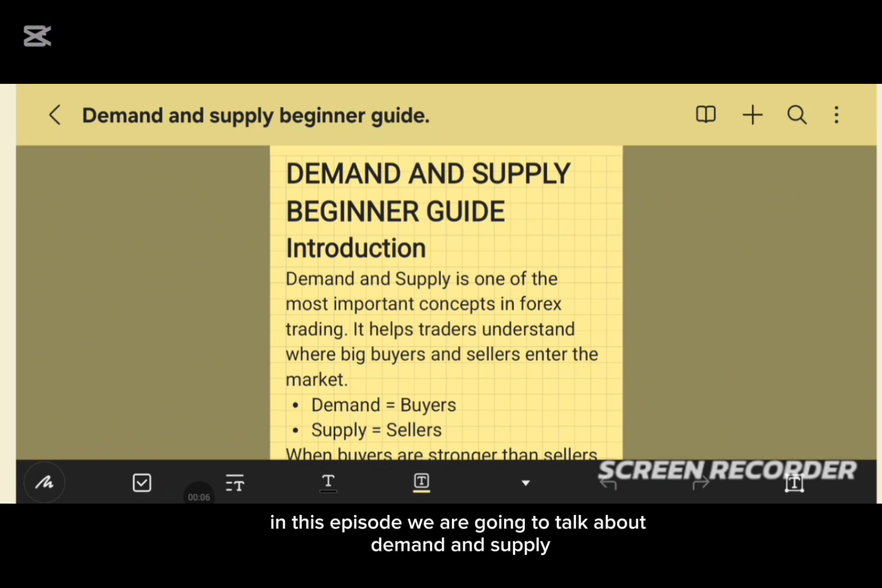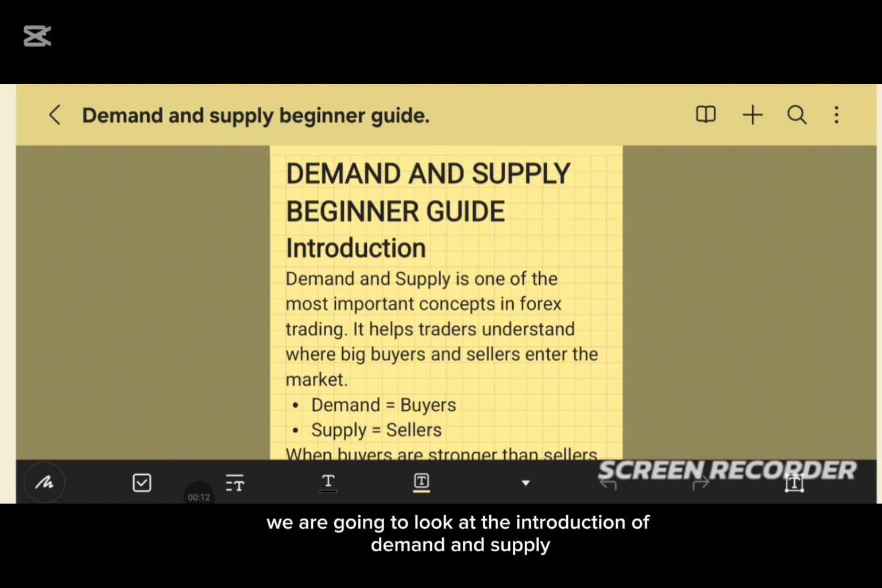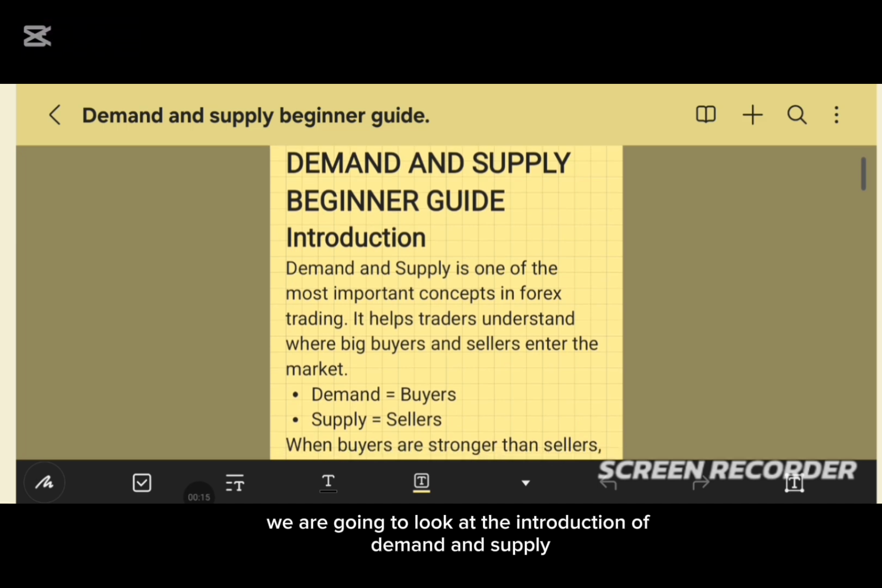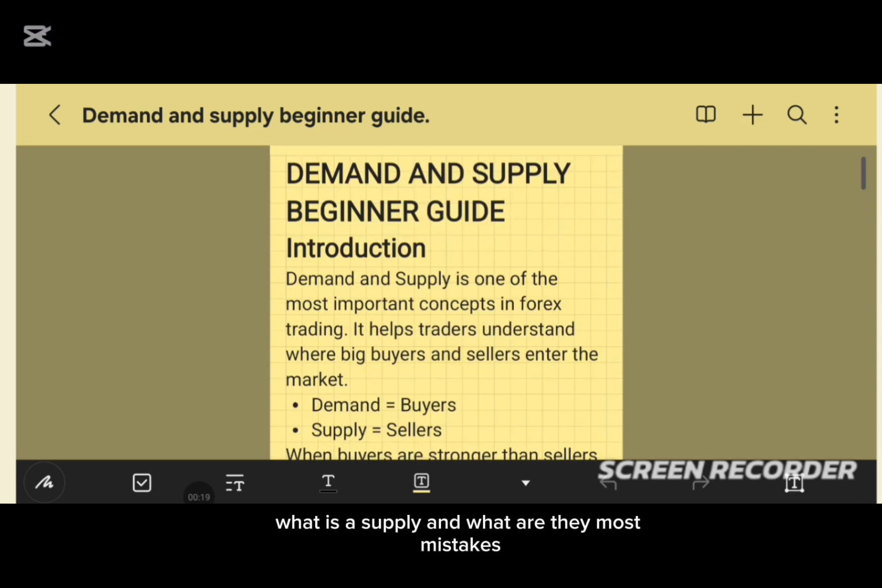In this episode, we are going to talk about demand and supply, a beginner's guide. We are going to look at the introduction of demand and supply: what is a demand, what is a supply, and what are the most common mistakes beginners normally make in trading demand and supply.